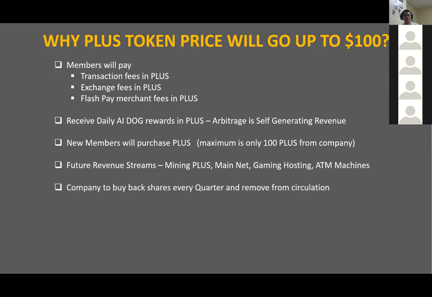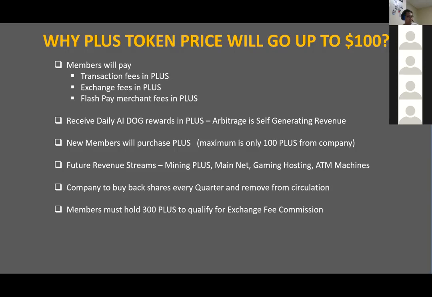And get this. Remember how I said the company's pure genius when they designed this and almost reverse engineered it? They announced in September that 30% of their net revenues every quarter would be used to buy back Plus token. So basically they're buying back Plus tokens with their revenue, 30%. And what do they do with it? They burn it, they destroy it, they remove it out of circulation. What does that mean? The already limited supply has just become more limited.